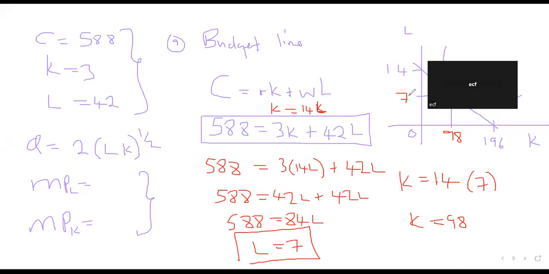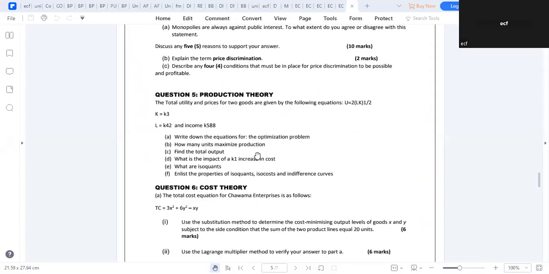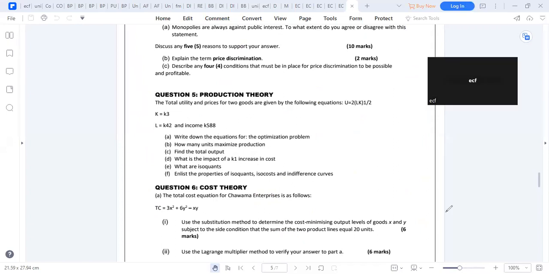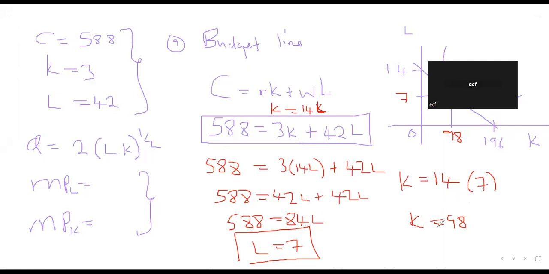So this is how this question was supposed to be answered. All right, so this is on production. So write down the optimization problem, how many units to maximize production, find the total output. Total output is simply, you will now substitute the 7 and the 98 in the output function. So we know output is 2L times K, the power half. Anything to the power half is the square root.